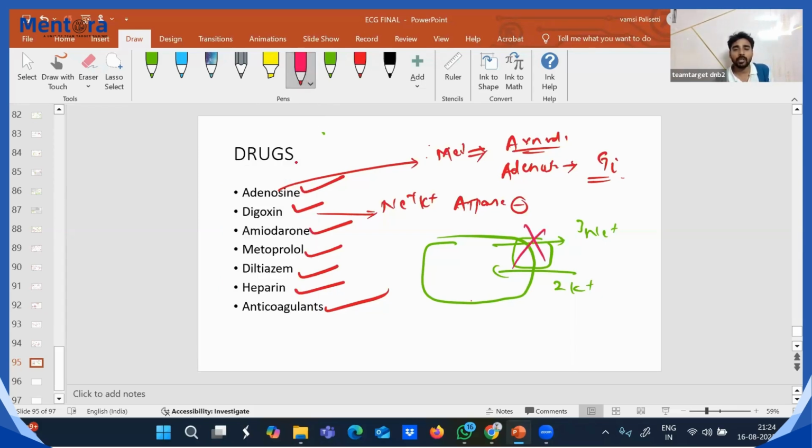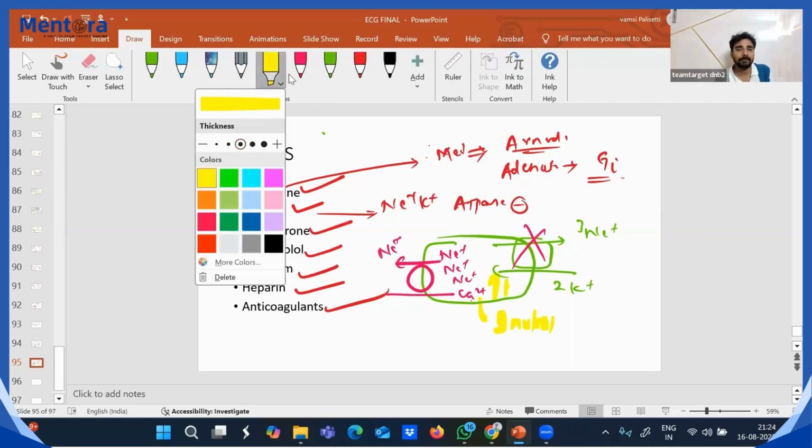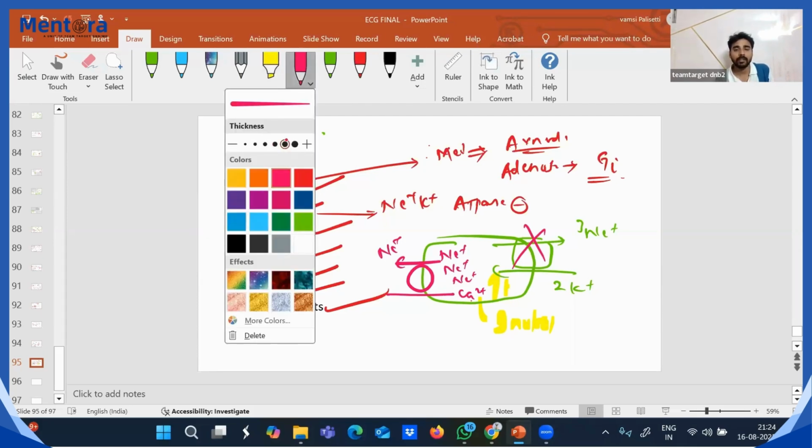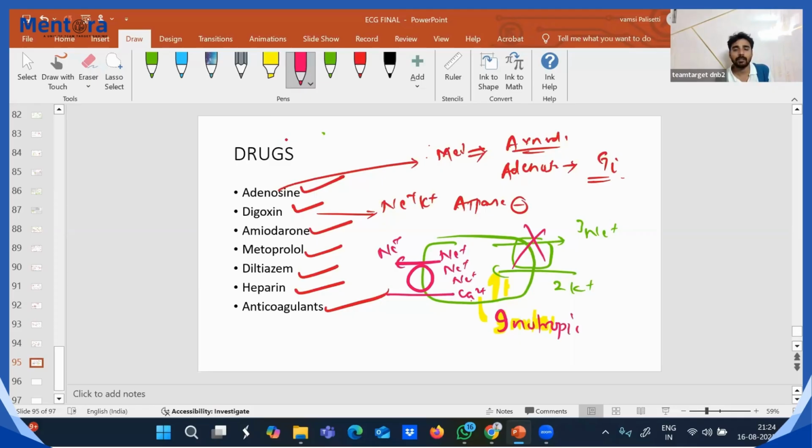If it is blocking this pump, sodium is not going outside, so sodium will accumulate. Then the cell has to pump the sodium out. It will activate one more pump called sodium calcium exchanger. Sodium will be pumped out and calcium will be taken in, so calcium will be increased in numbers. Because calcium is there, it causes inotropic action. That is why you give digoxin in heart failure. If you don't remember all these things, just remember it is a sodium potassium ATPase pump inhibitor. Because the pump is inhibited, calcium accumulates in the cell, leading to inotropic action.